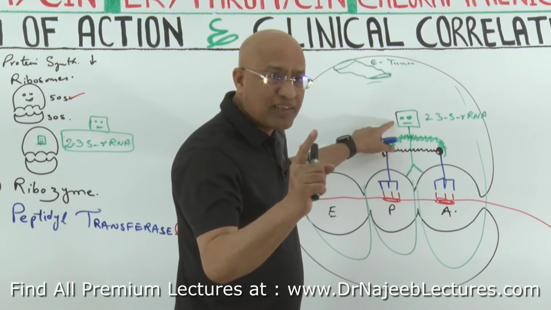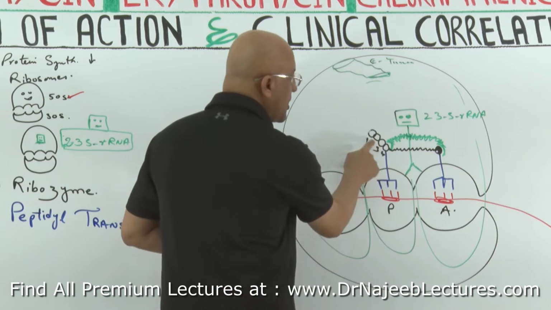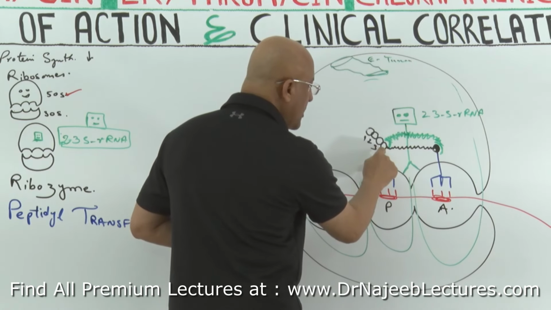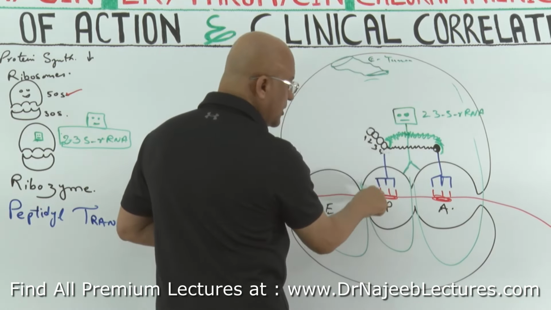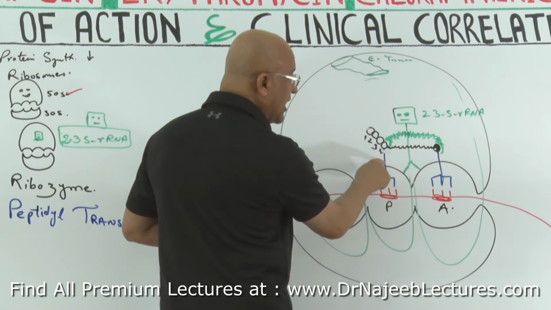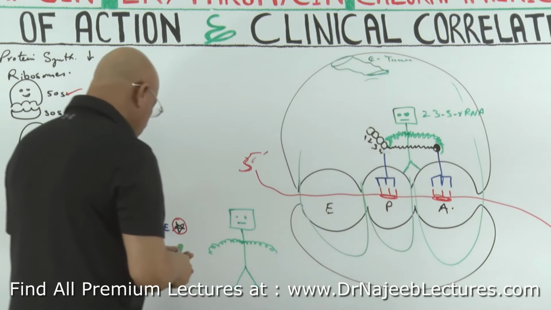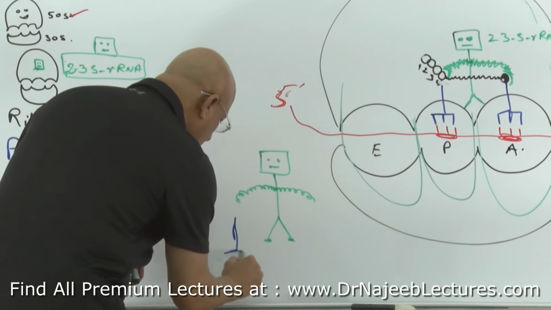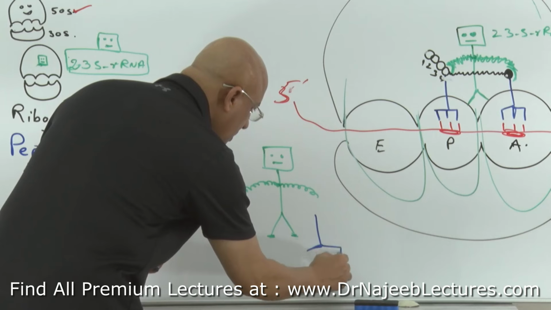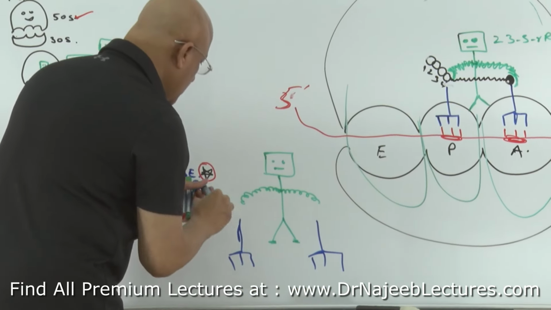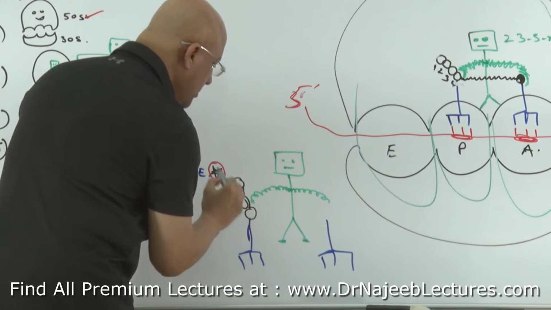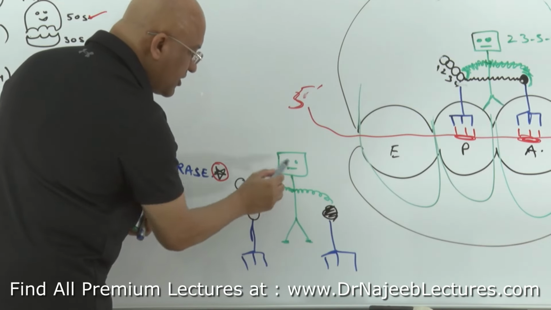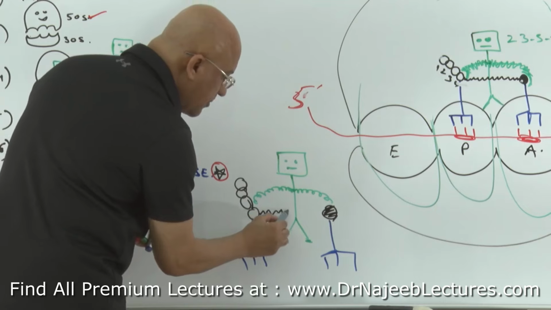The second function is that once the preformed chain and the new amino acid are connected, the enzyme will dislodge the chain from the peptidyl transfer RNA. I will draw it separately so it becomes clearer. There was a short chain, and this was the new amino acid. First of all, this ribozyme made a bond between them.